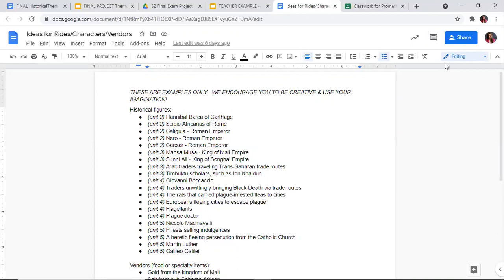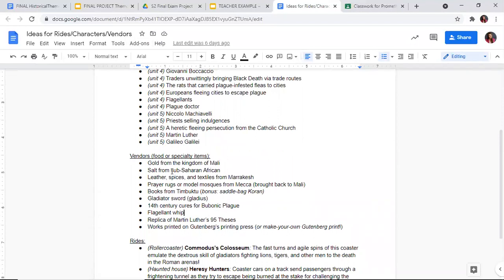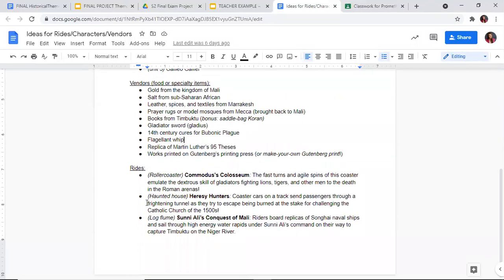You can definitely use my examples. However, make sure you don't copy right from my teacher example, such as my description of Hannibal Barca or everything that I wrote about Commodus Coliseum. I need to see what you know. So the other attachment says ideas for rides, characters, and vendors, and it lists a bunch of historical figures that you could use as roaming characters, ideas for vendors that you could use in your park, and a few different rides to get you thinking about how to craft your rides to be historically significant and exciting all at the same time.